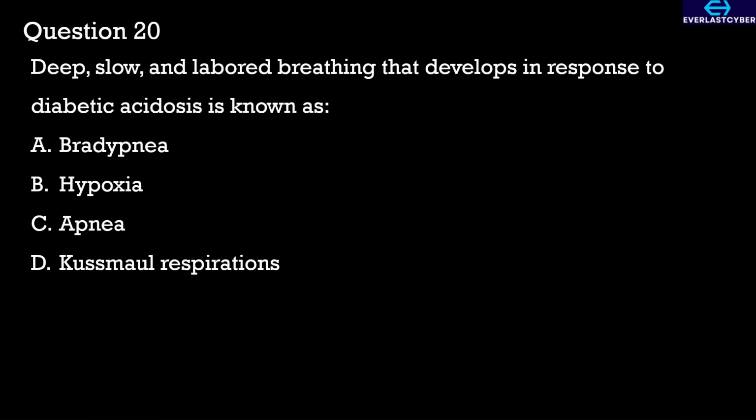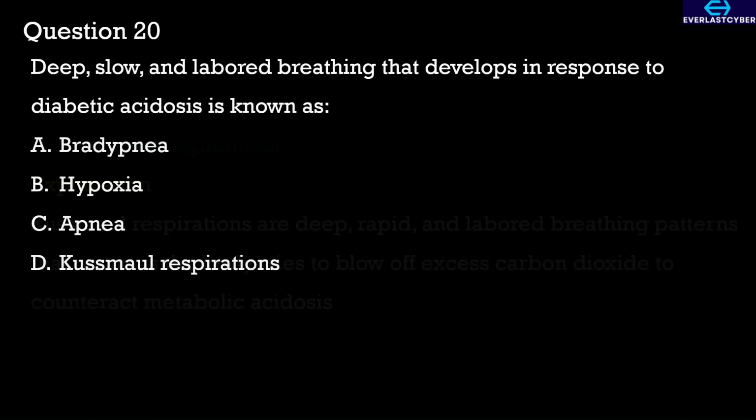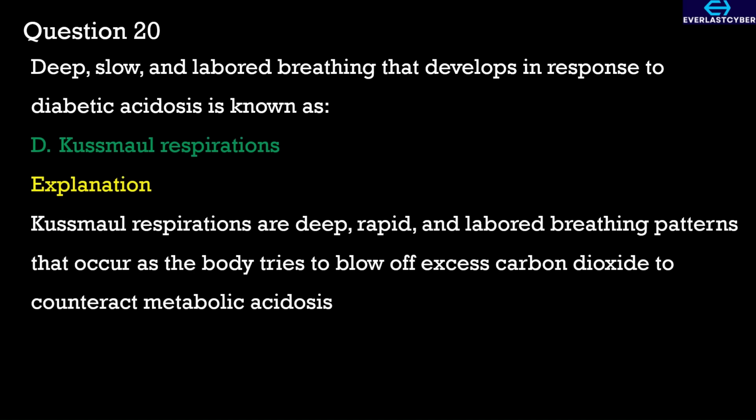Bradypnea means abnormally slow breathing. Hypoxia is a state of low oxygen in the tissues. It is actually a condition and not a breathing pattern. Apnea is the absence of breathing. Kussmaul respirations are deep, rapid, and labored breathing patterns that occur as the body tries to blow off excess carbon dioxide in order to counteract metabolic acidosis. This is usually seen in diabetic ketoacidosis. So our answer here is option D.